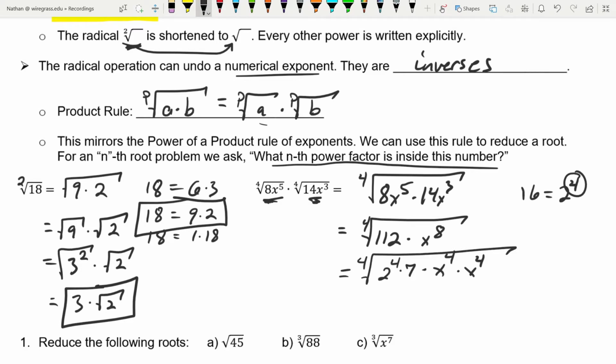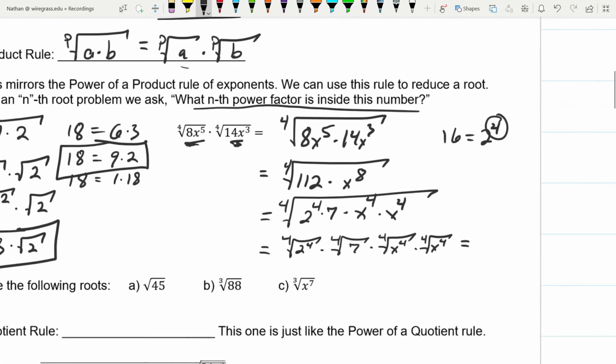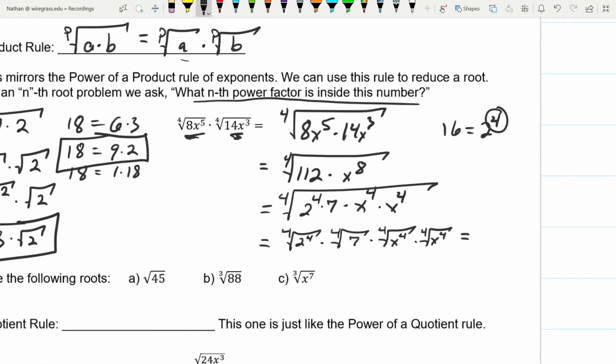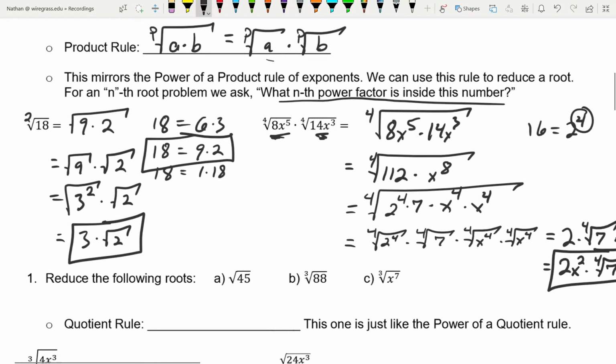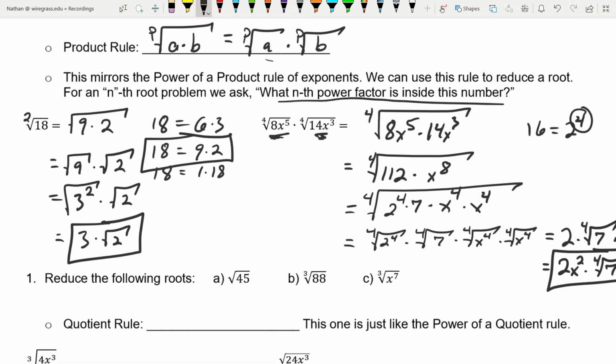And now you can see I'm going to break up the radical over each one of these things. This simplifies down into 2 times the 4th root of 7 times x, or in other words, 2x squared times the 4th root of 7. And that is simplified form. So try out this idea of the product rule on problems in number 1.